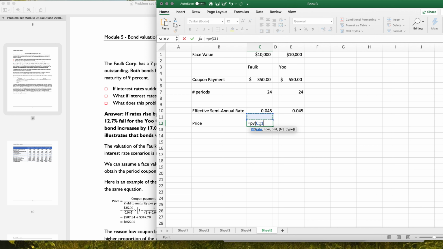We don't need this anymore because we already transformed it into a semi-annual rate. So we can do PV. The rate is that. The number of periods is this. The payment is that. Future value is that. Okay, so this is a 9% yield to maturity. I'm going to make that bold.